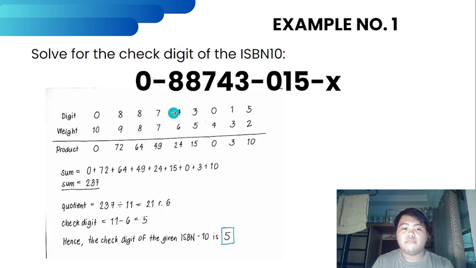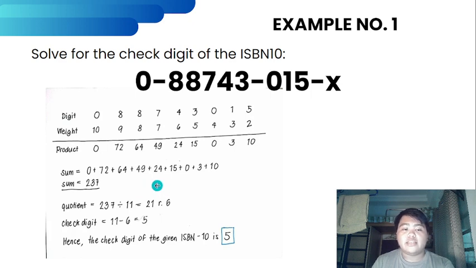We have the digit 7 multiplied by the weight of 7, digit 4 multiplied by the weight of 6, digit 3 multiplied by the weight of 5, digit 0 multiplied by the weight of 4, digit 1 multiplied by the weight of 3, and the digit 5 multiplied by the weight of 2. The sum of the products is 237. Then we proceed to the second step, which is to divide the weighted sum by 11.